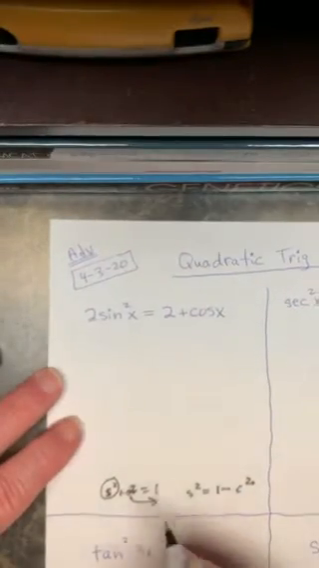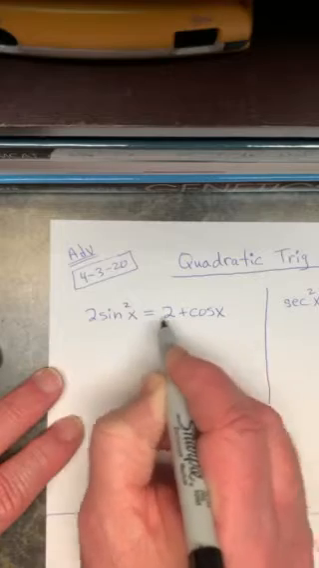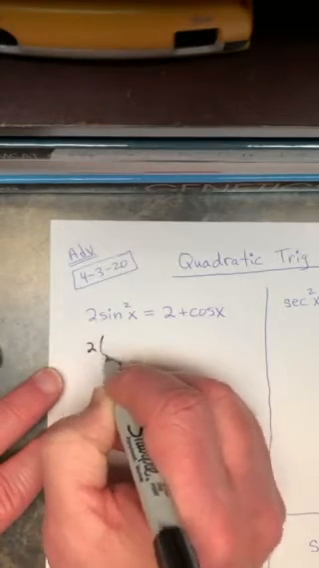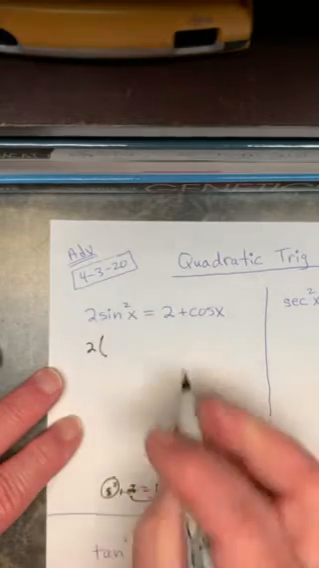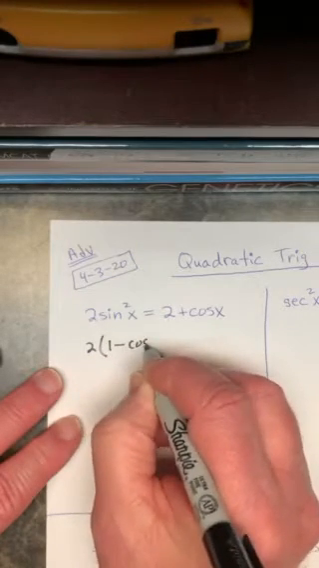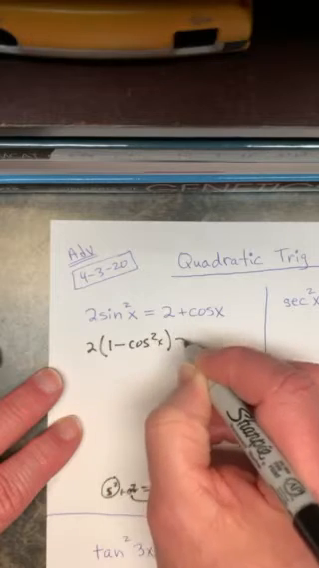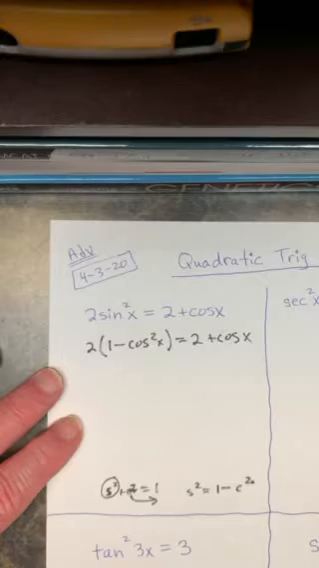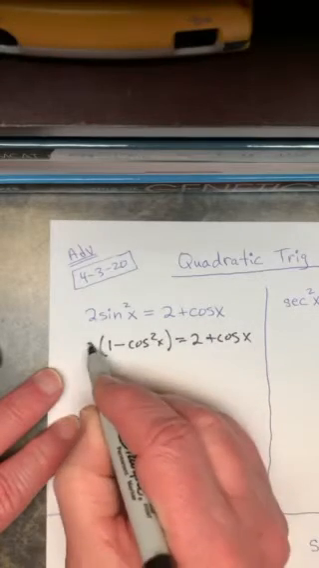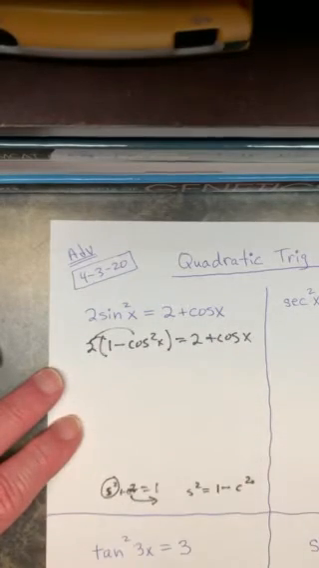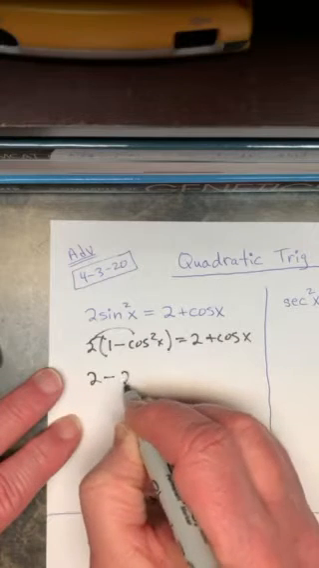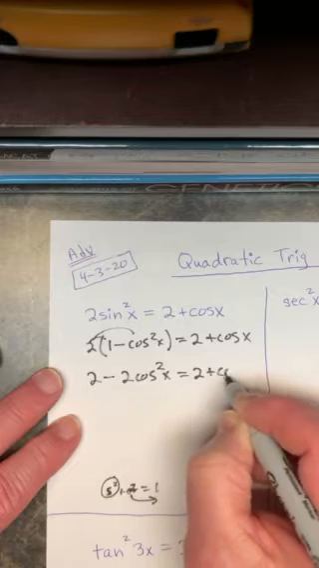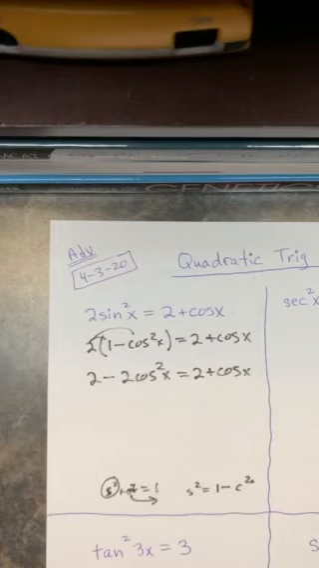So, step number 1: because the words involved in this problem are different, we're going to take the word sine squared of x and make it 1 minus cosine squared of x and leave the right side alone. That'll be step number 1. Now, obviously, we would use the distributive property: 2 minus 2 cosine squared of x equals 2 plus the cosine of x.